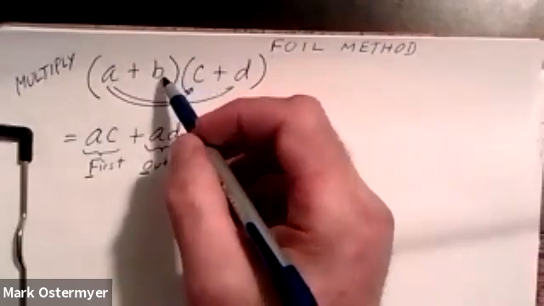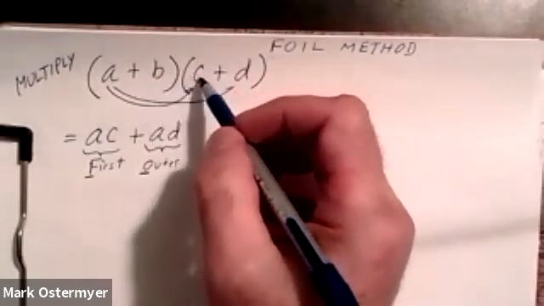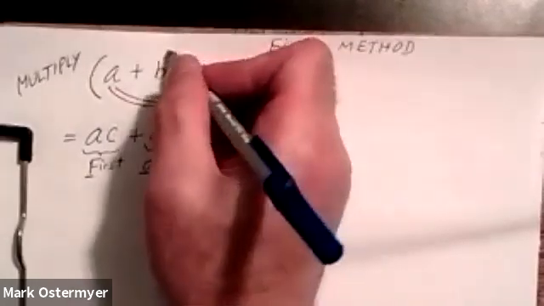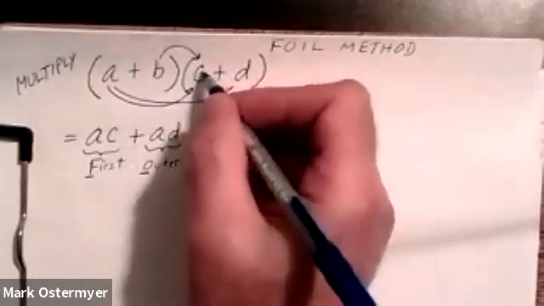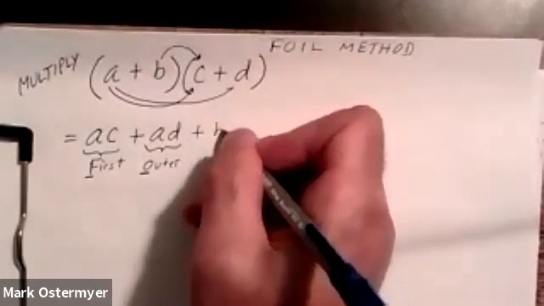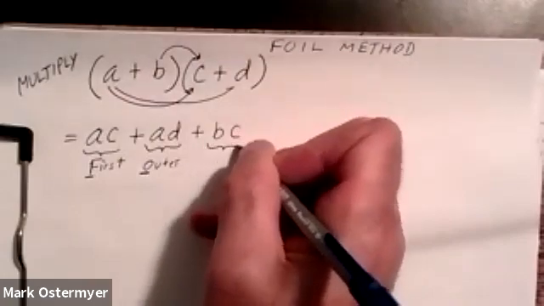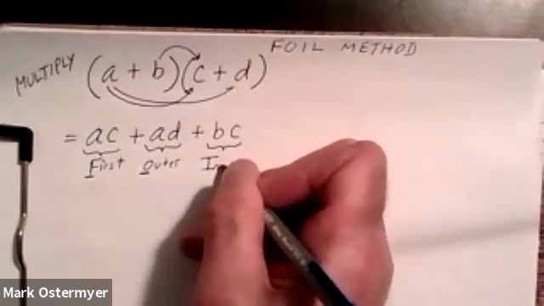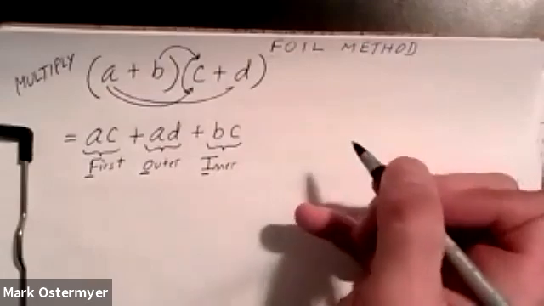Then we multiply the inner terms of our binomials together. The B gets multiplied by the C here. B times C, plus BC. That's the product of the inner terms.